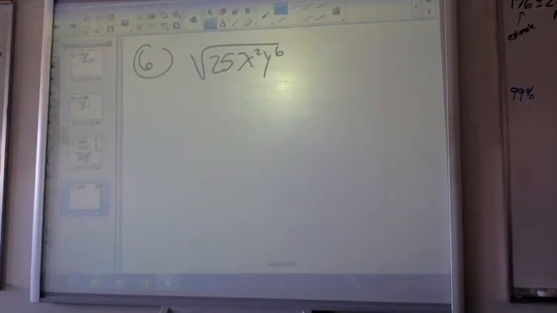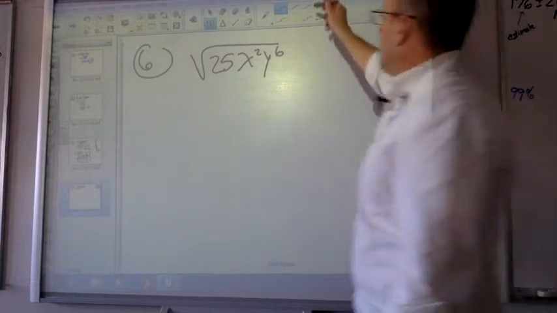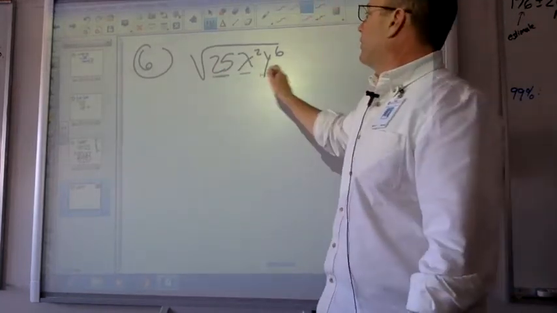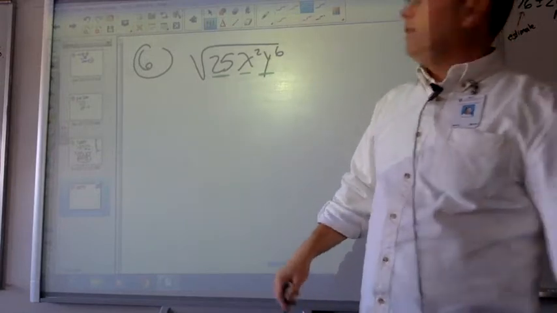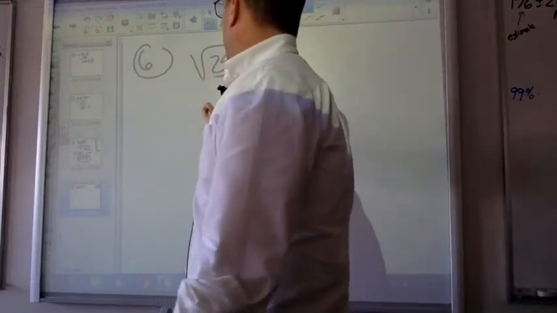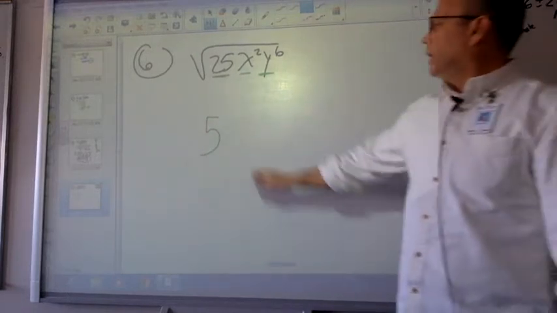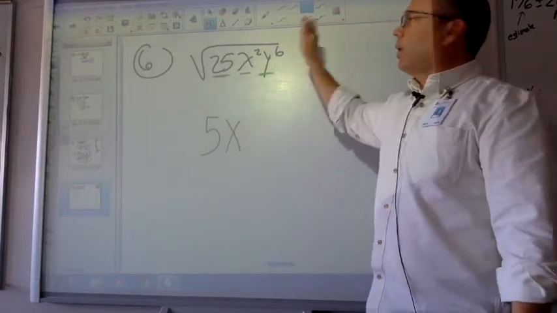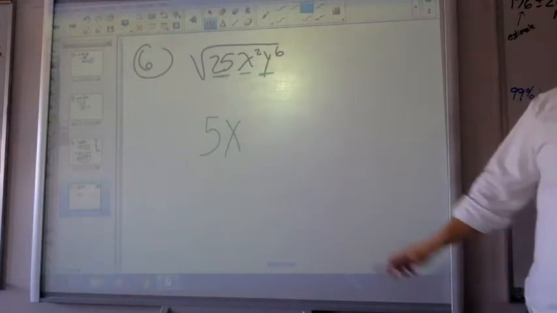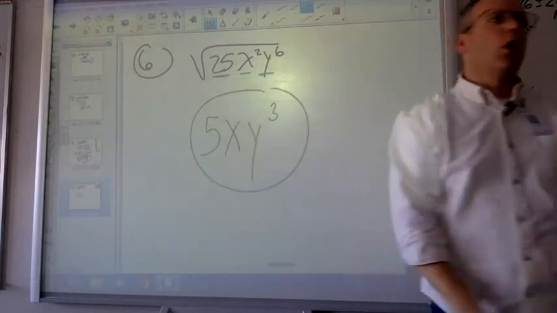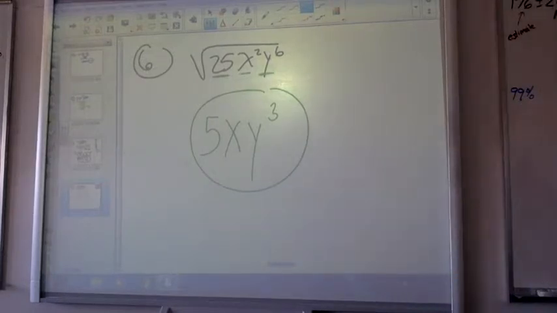All right. Is 25 a perfect square? Yeah. Is everything up here a perfect square? So that's a perfect square. Is this a perfect square? Is this a perfect square? Yeah, because it's raised to an even exponent, so it's a perfect square. So the square root of 25 is 5. What's the square root of x squared? X. What's the square root of y to the 6th? Y to the 3rd. There's my answer. There's no longer a radical because the whole thing is a perfect square. Yeah? 10.